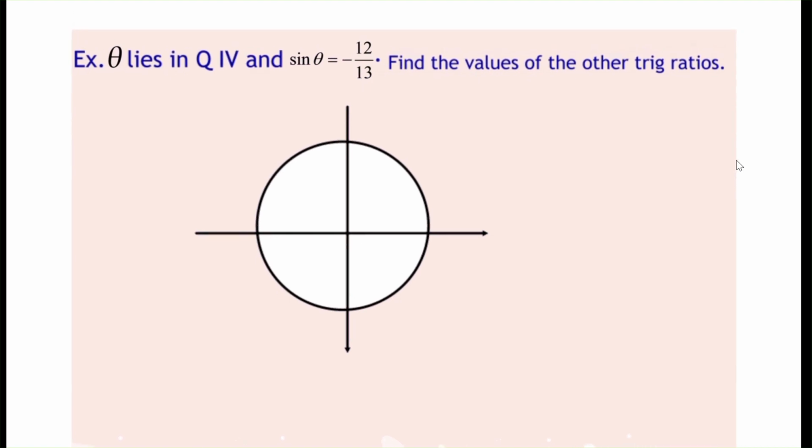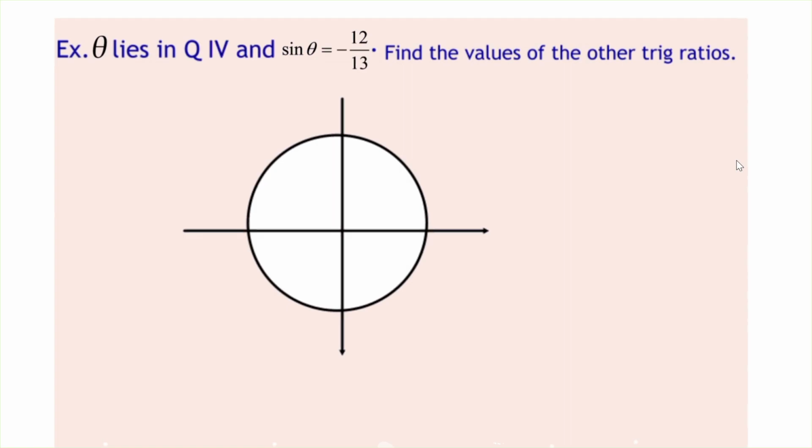So here we have that theta lies in quadrant 4. Quadrant 4 is down here. And sine of theta is -12/13. So what I'm going to do, because I'm in quadrant 4, is really just draw a random angle in quadrant 4 right here. Label it theta. And then I'm going to go vertically to the x-axis to create a right triangle. Once I have my right triangle, I can label my right angle.